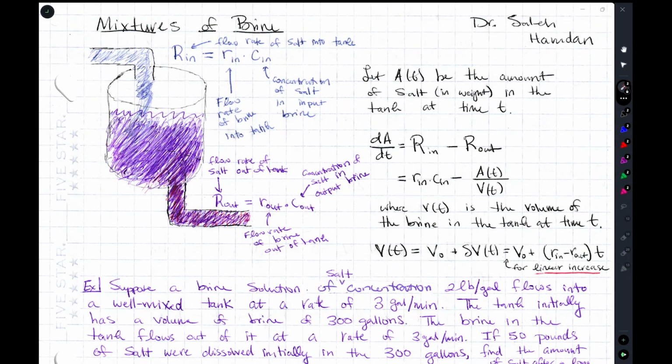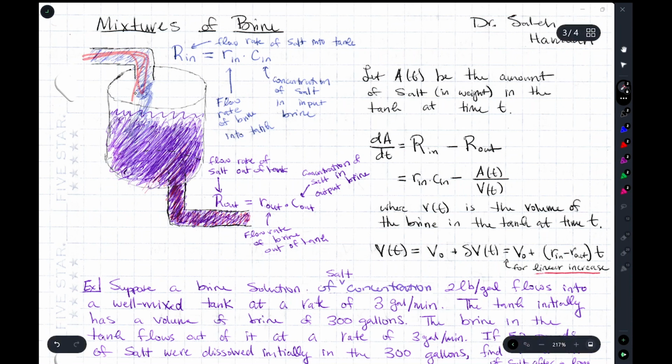So another application for first order linear differential equations is this mixture of brine problems. Brine is just a mixture of salt and water. All right. So the general outlay of the problem is that we have a solution going into a tank. This solution has a certain flow rate. This is the flow rate of the brine into the tank, say like 3 gallons per minute or whatever.